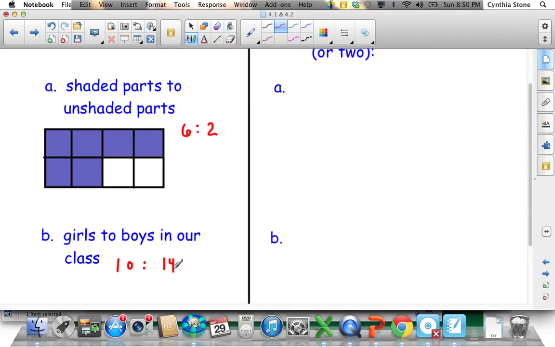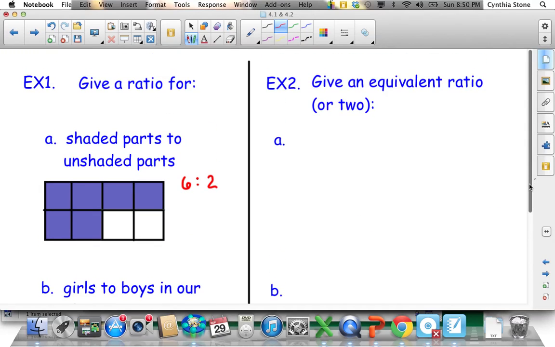Now, if we're going to give equivalent ratios, there's different ways you could do that. An easy equivalent ratio means it's the same. By the way, when it says equivalent, it means it looks the same. So one way I could do that in a case like this, where they're both even numbers, you could divide both sides by 2. And so if I divided that by 2, it would end up being 3 to 1.